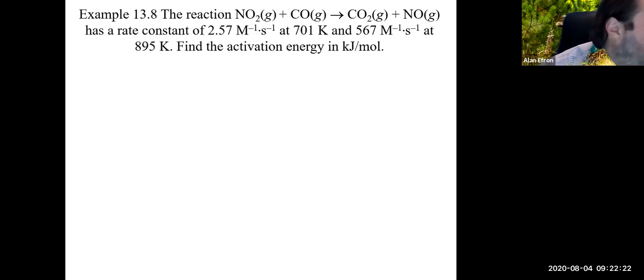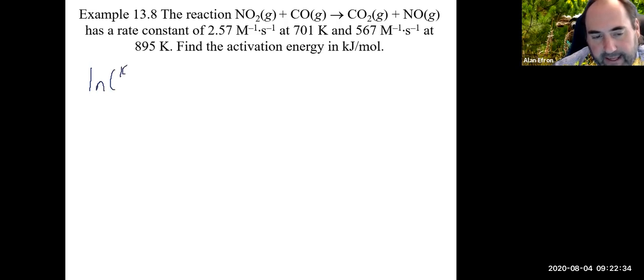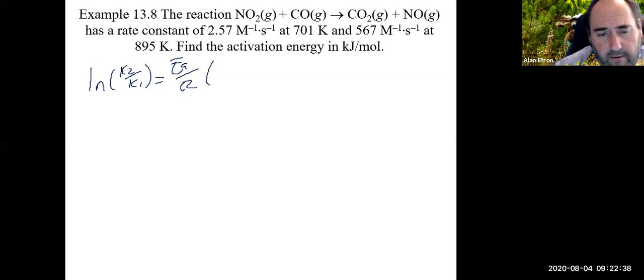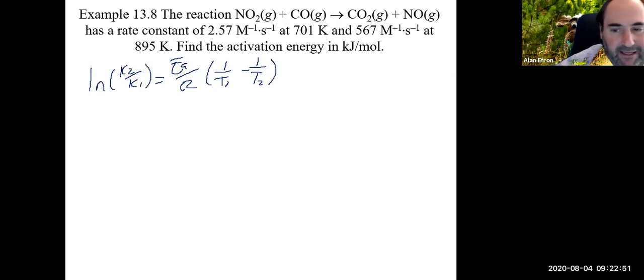Okay, so we're getting to the end here. Let's take a look. We're finding activation energy, and again, we're obviously not going to do the graphing version of it. So we're going to take our equation, which is the natural log of K2 over K1 equals E of A over R times 1 over T1 minus 1 over T2. We have some information given to us, and it doesn't really matter which one you pick as 1 or 2, as long as you keep the information that goes together.